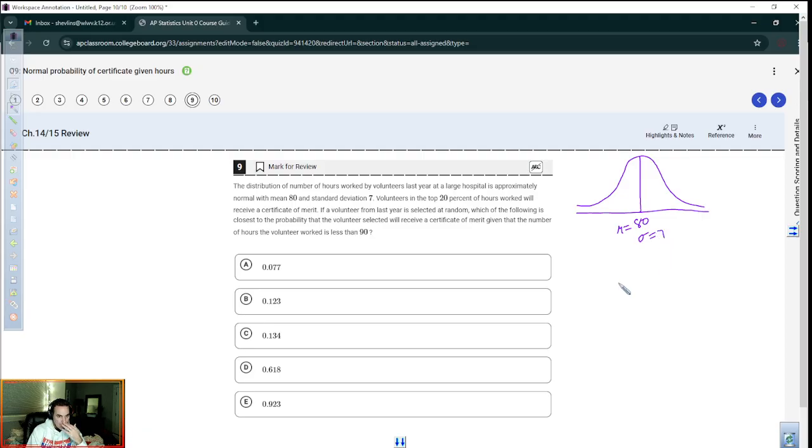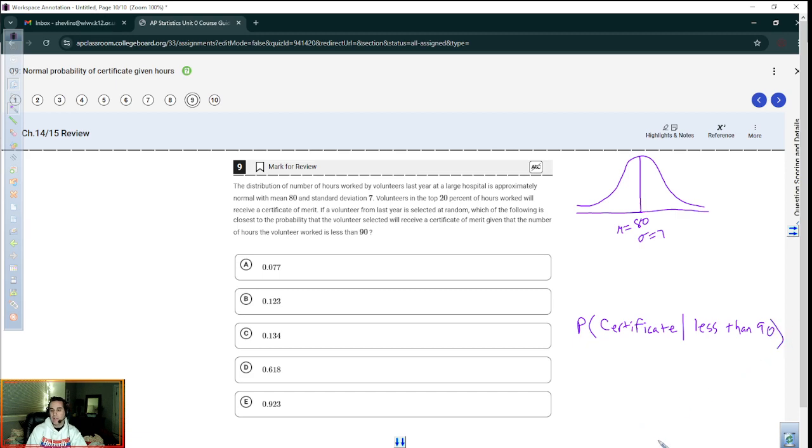Okay. Volunteers in the top 20% will get a certificate. If you're in the top 20%, you get a certificate. We don't really care where that is right now. We just need to know it's top 20%. If a volunteer from last year is selected at random, which of the following is the closest to the probability that the volunteer selected will receive a certificate given the number of hours the volunteer worked is less than 90? So they worked less than 90 hours.